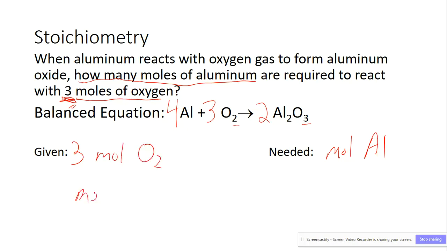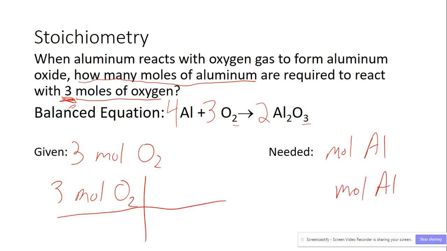You start with your given, 3 moles of oxygen, and you go to what you're needing, which is moles of aluminum. And you remember from our dimensional analysis that you can cancel moles of oxygen by putting it in the denominator, and that'll cancel these out. And you want to go to moles of aluminum. Now, the place where you will find this relationship between moles of aluminum and moles of oxygen is this balanced equation.